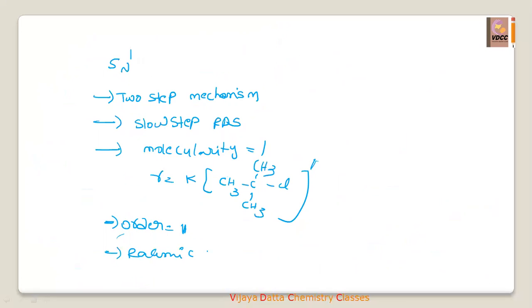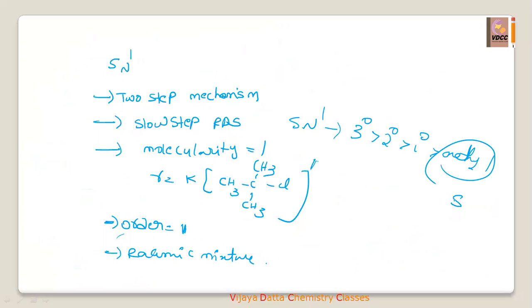In the SN2 reaction, it is inversion. A racemic mixture forms in the SN1 reaction. The SN1 reactivity order is tertiary greater than secondary greater than primary greater than methyl. Methyl follows SN2 anyway, because there are no bulky groups, so OH minus attacks directly. So this is the order of reactivity of the halides towards SN1: tertiary is more reactive than secondary, then primary, then methyl. This is about the SN1 reaction.